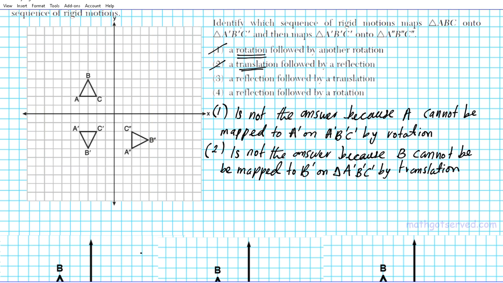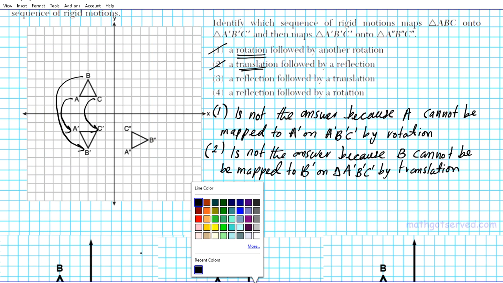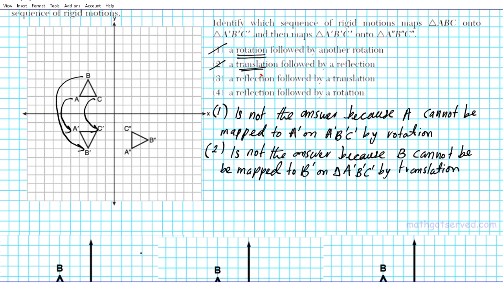Now let's take a look at the third one. The third one says a reflection followed by a translation. Now, if we reflect triangle ABC, what's going to happen? If we reflect it, A gets reflected to A prime, good. B gets reflected to B prime, and then C gets reflected to C prime. Excellent. So the first transformation works. You can get triangle A prime, B prime, C prime by reflecting triangle ABC across the x-axis. So that's good.